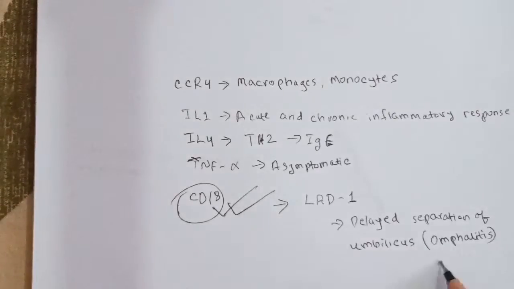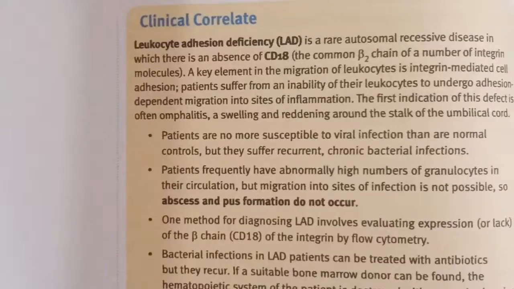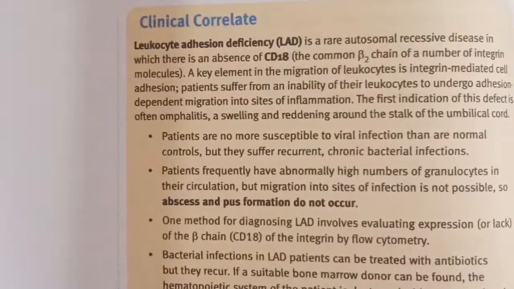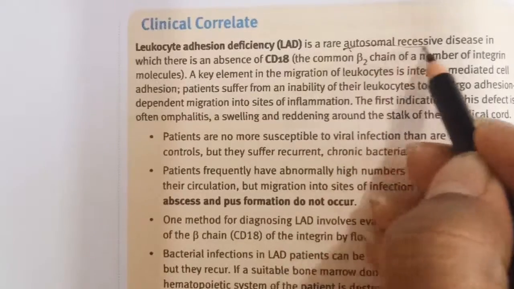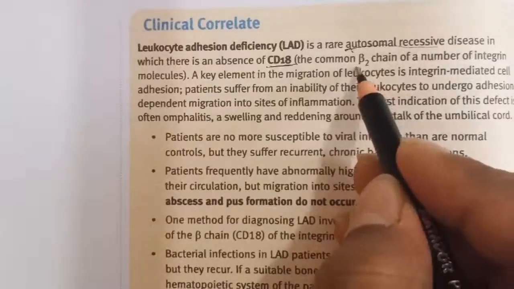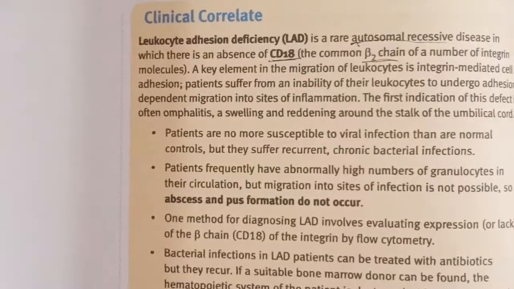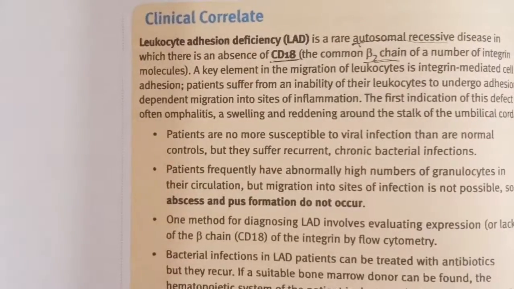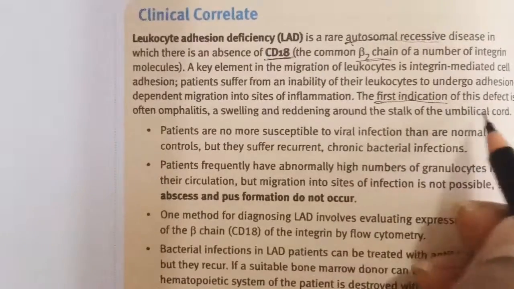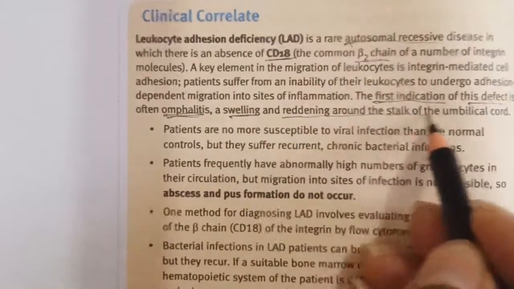This is the cardinal sign of leukocyte adhesion deficiency, whether it is LAD1 or LAD2. You can find this in Kaplan. Leukocyte adhesion deficiency is an autosomal recessive disease. It is mostly due to CD18, the beta 2 chain of the integrin molecules they have talked about. What is the first thing that you would see? The first indication of this defect is omphalitis, a swelling and reddening around the stalk of the umbilical cord.